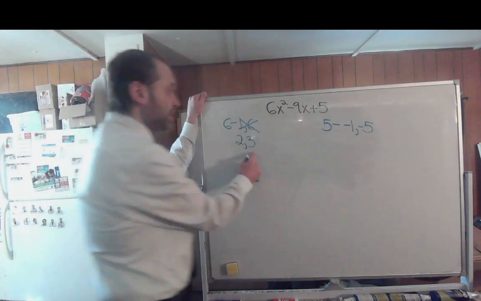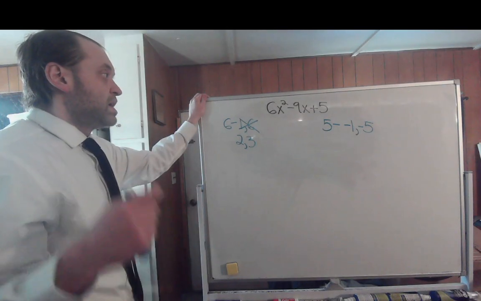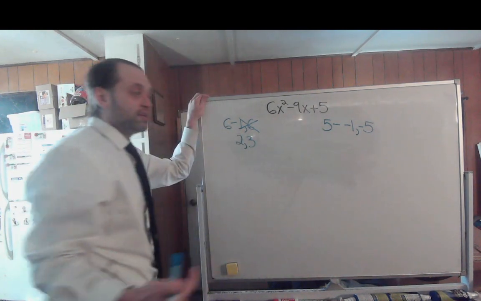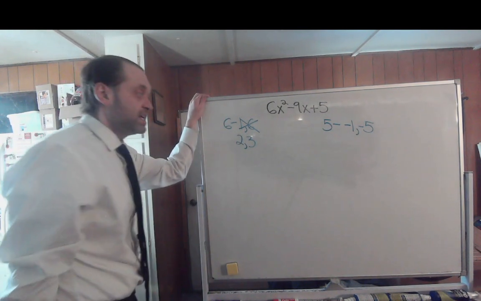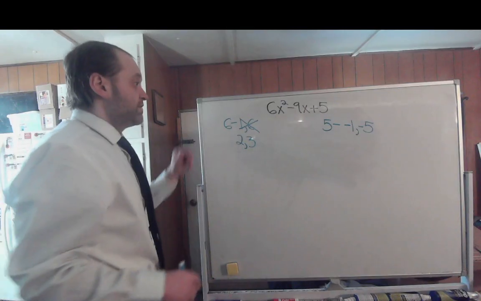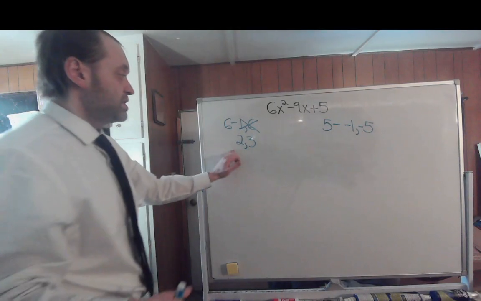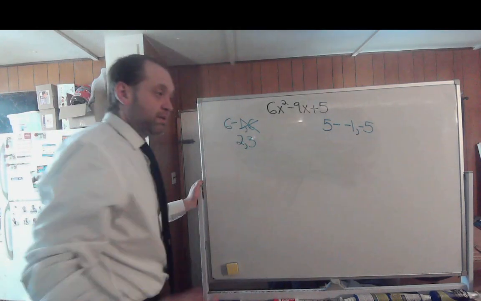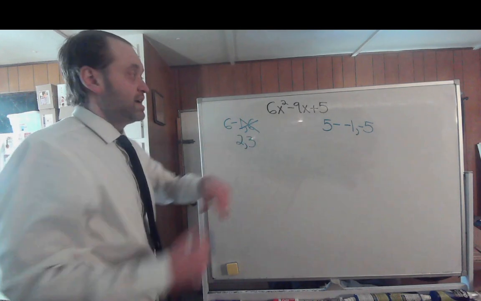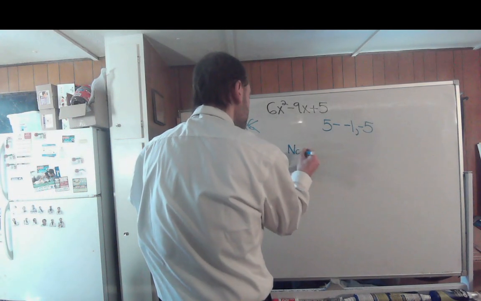So if I take 3 times -5, that gives me -15. Plus, if I take 2 times -1, that would give me -2. -15 minus 2 is -17. That's definitely not going to work. Now, if I take 3 times -1, that gives me -3, plus 2 times -5, that would give me -10. Well, -3 minus 10, that's -13. Also not going to work. None of these work, so in other words, this is not factorable.